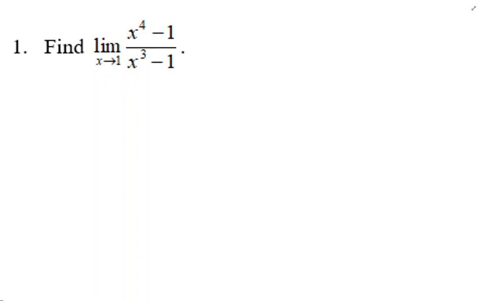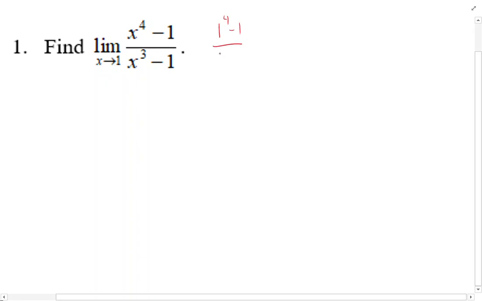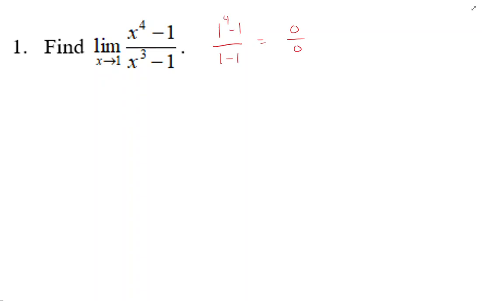Anyway, in this problem we're going to try direct substitution. So I plug in 1, I get 1 to the 4th minus 1 over 1 minus 1, 0 over 0. That is not undefined. That's an indeterminate form. So I've got to do something to try to make this work.